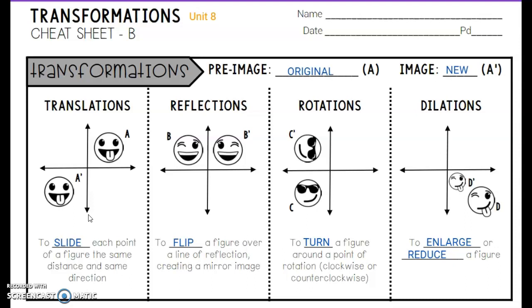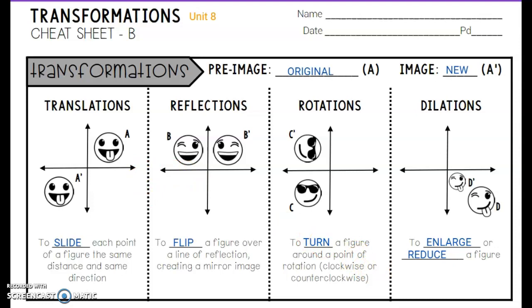The second type of transformation that we have is a reflection, and it is to flip a figure over a line of reflection, and it is creating a mirror image. You can reflect over the y-axis, or you can reflect over the x-axis. These are the 2 types of reflections we have in 8th grade.